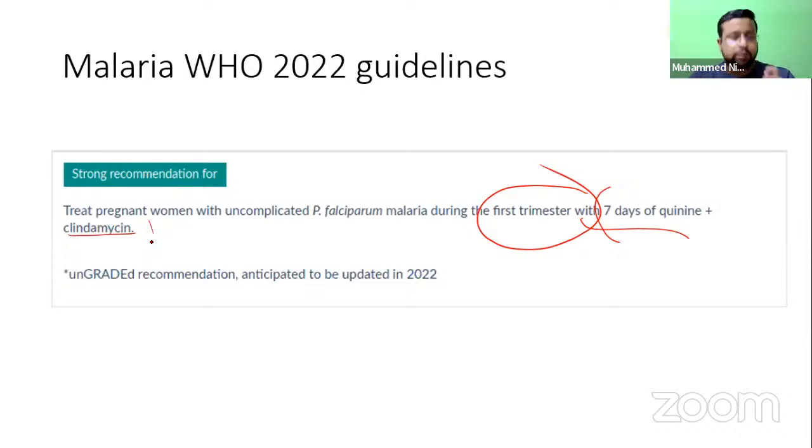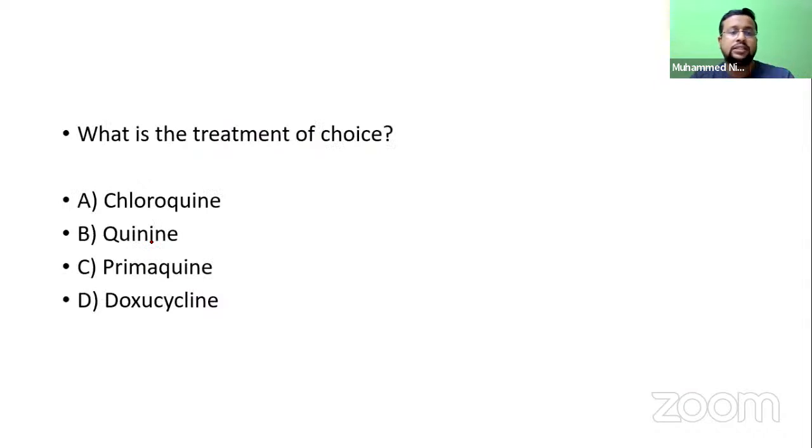If it is complicated malaria, whatever the species, whatever the trimester of pregnancy, the treatment is parenteral artesunate. So how about the options? There is no artesunate. The options given are chloroquine, quinine, primaquine, and doxycycline. Sorry for the spelling. So the answer here will be quinine.